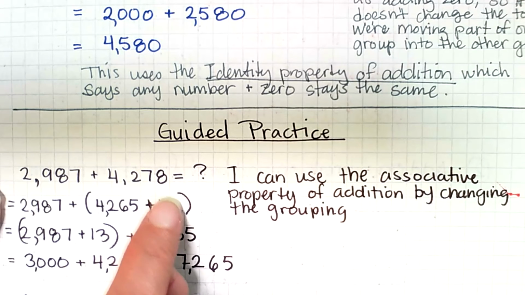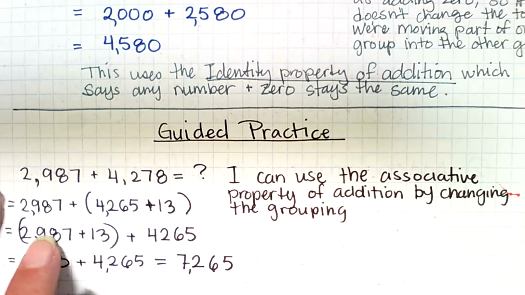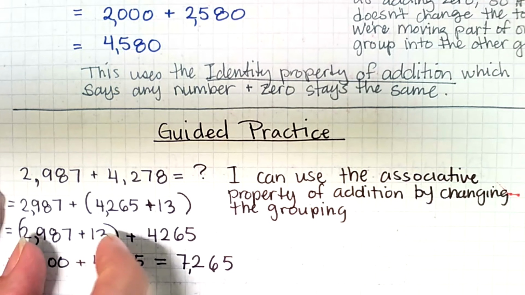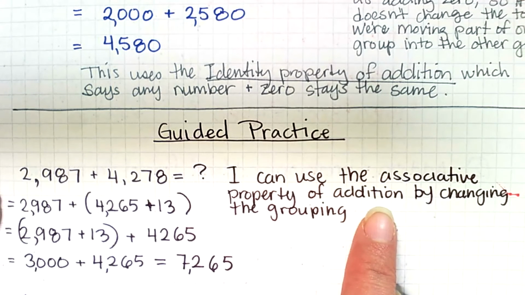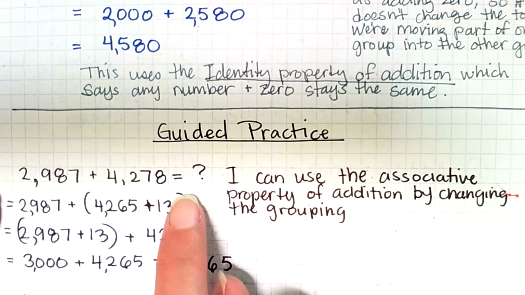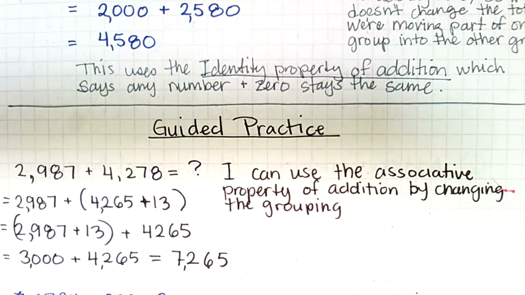Now I'm going to change my grouping. I'm going to take my 13 from here and add it to that first number. So 2,987 plus 13, I want to find that sum first, then I'll add it to whatever's left over. When I put these together, I ended up with 3,000. 3,000 plus 4,265 gave me 7,265. So I used the associative property of addition by changing the grouping of my numbers to find my answer.